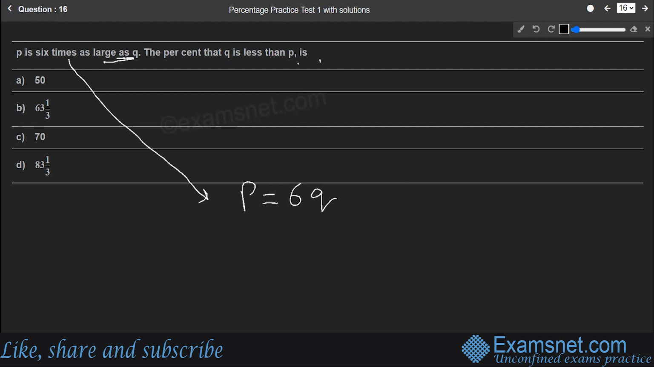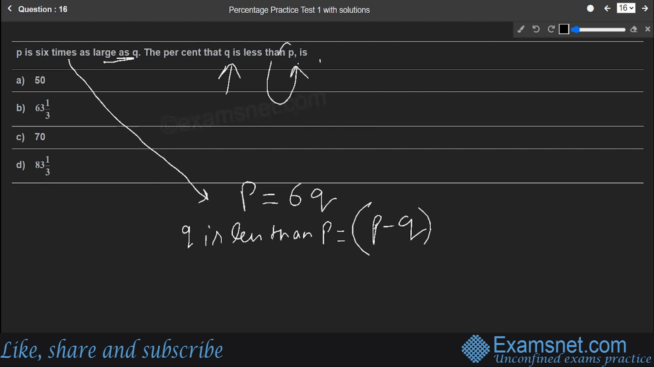Then he asks for the percentage that Q is less than P. So let us find out by how much Q is less than P. Q is less than P by an amount which is obviously going to be P minus Q. But he doesn't want this as a normal value, he wants this in percentage. He's asking the percentage that Q is less than P. So P minus Q's percentage is to be calculated. How much percent that Q is less than P? Whatever appears after "than" becomes the denominator.